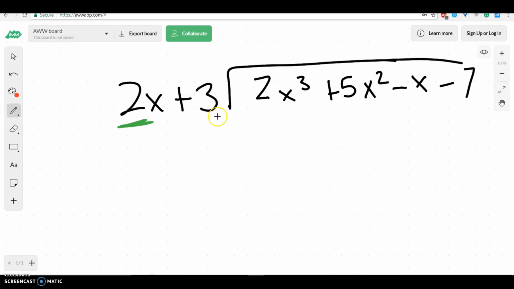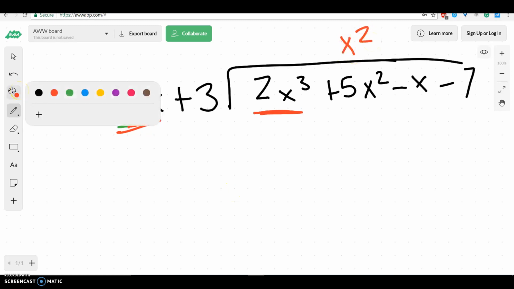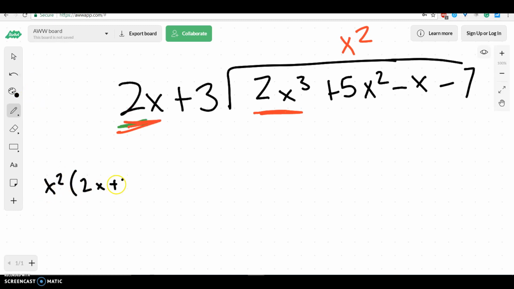Again, it's going to work out just like we did before, where we want to make our first terms the same. So when I think about what I can multiply this by to make it 2x cubed, it's x squared. And again, what you do over to the side is you say, well, x squared times 2x plus 3 would give me 2x cubed plus 3x squared. And then when we plug it in here, we flip the signs because it's subtraction.